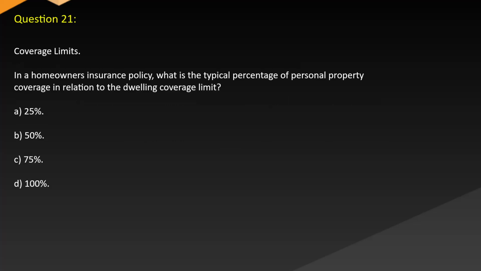Question 21 on coverage limits. In a homeowner's insurance policy, what is the typical percentage of personal property coverage in relation to the dwelling coverage limit? A. 25%, B. 50%, C. 75%, D. 100%.